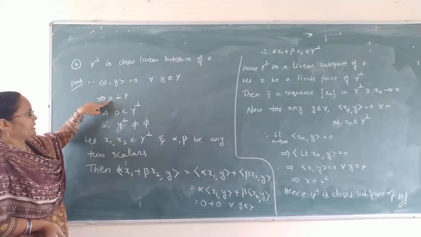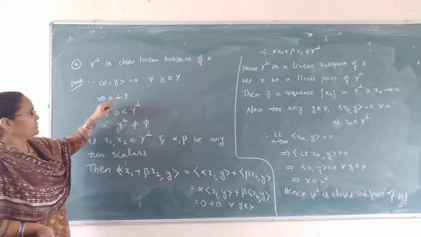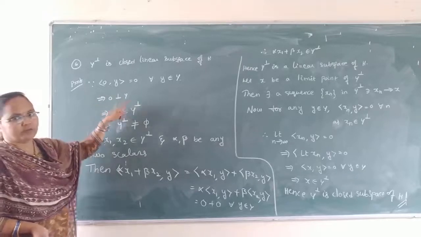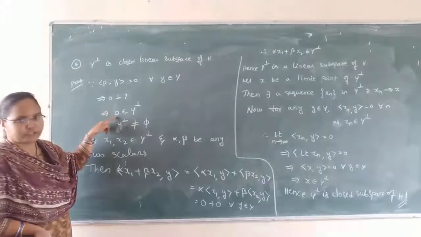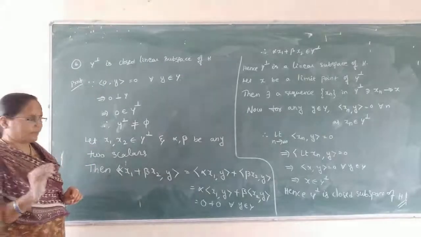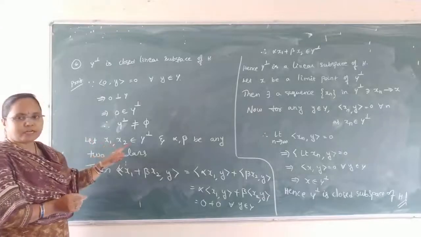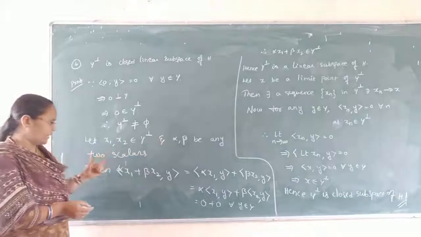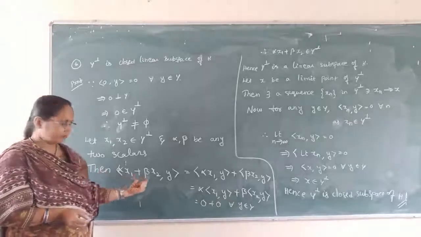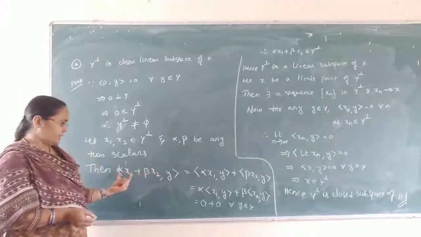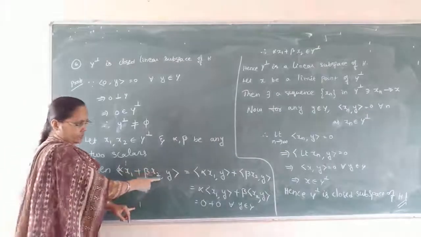Now this can be represented symbolically: 0 is orthogonal to Y. Meaning this 0 element belongs to Y orthogonal complement. Meaning Y orthogonal complement is non-empty, it has the element 0. Now for the linear purpose, we want two elements. That's why let x1 comma x2 belong to Y orthogonal complement and alpha comma beta are two scalars. Then we calculate the inner product of alpha x1 plus beta x2 comma y. Write the inner product separated: inner product of alpha x1 comma y plus inner product of beta x2 comma y.